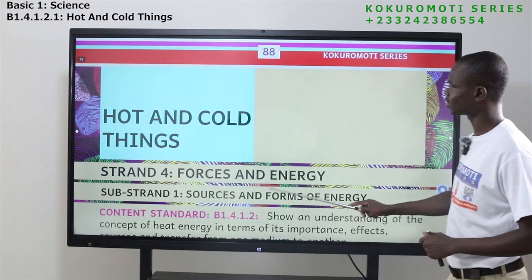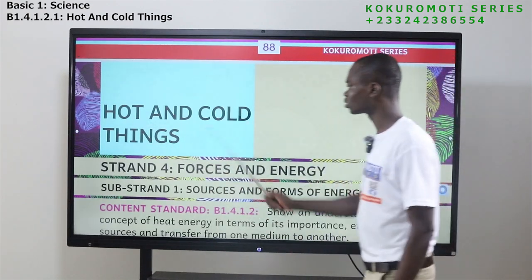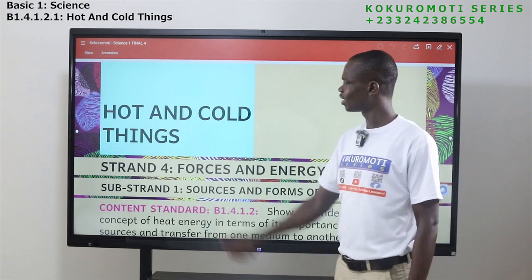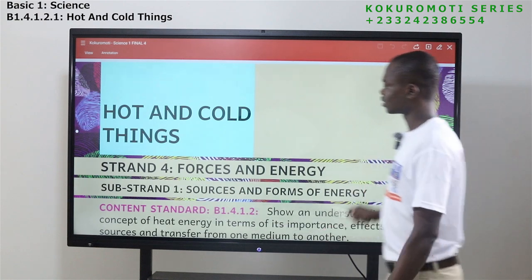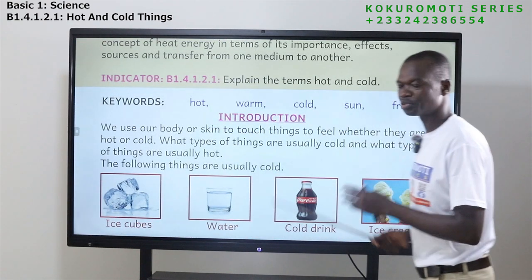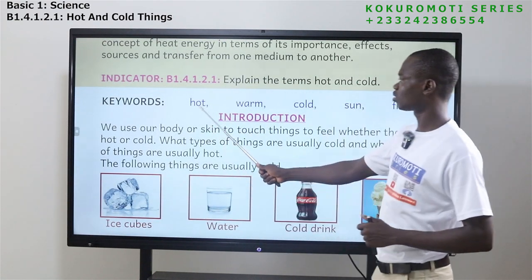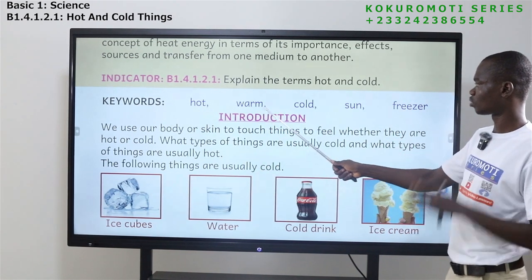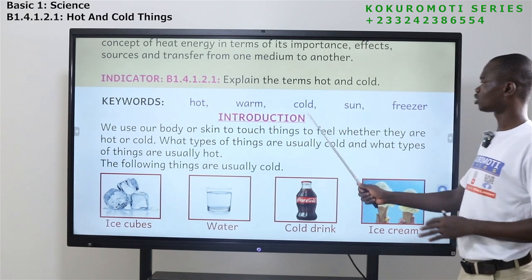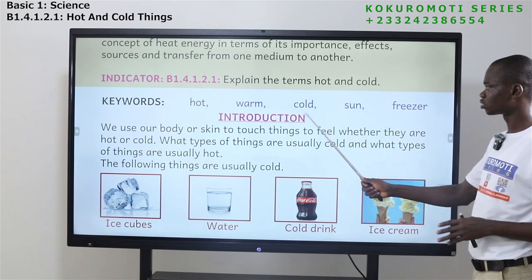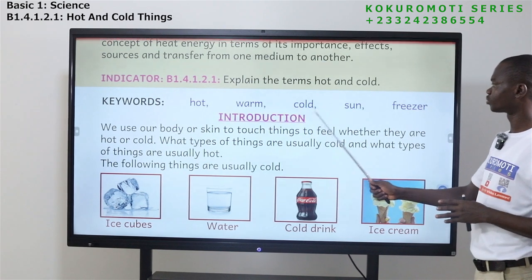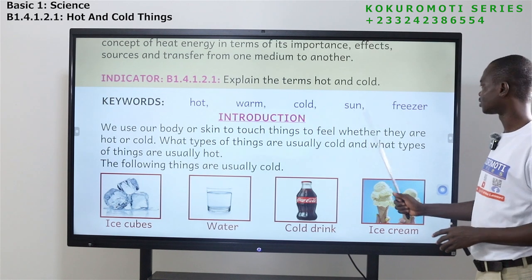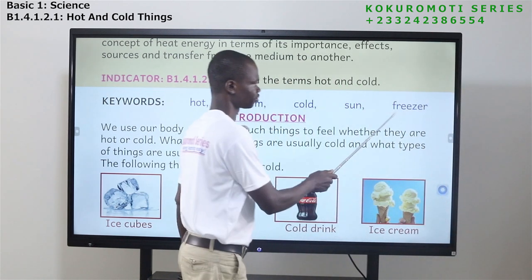So today's lesson, the topic is hot and cold things. Now, these are some words that you will see in this lesson. The first one is hot. The next one is warm. This word is cold. The next word is sun. And we have this freezer.